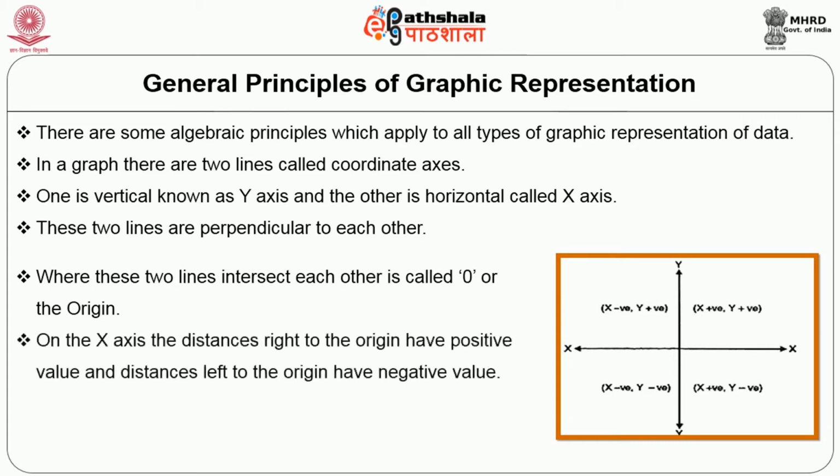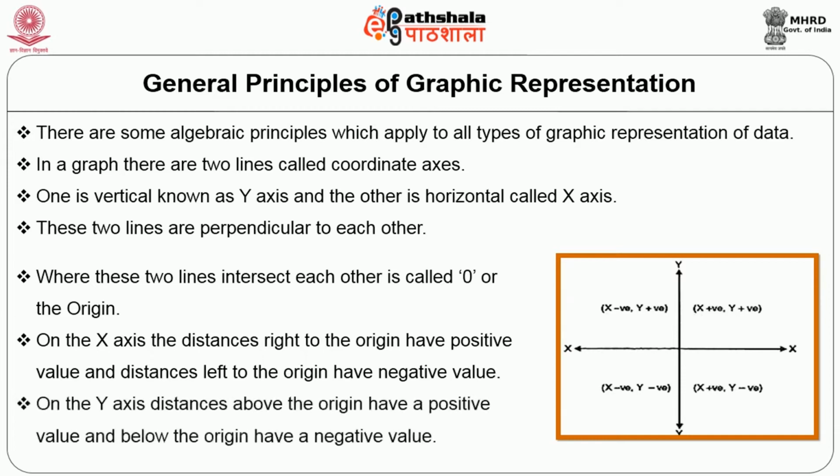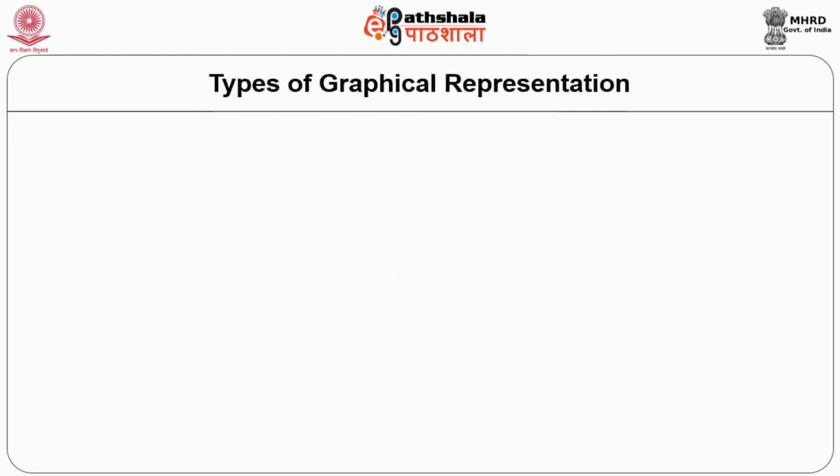On the x-axis, the distances right to the origin have positive value and the distances left to the origin have negative value. On the y-axis, distances above the origin have positive value and below the origin have negative value. This graph is an example for the above said dimensions. Let us now move on to the types of graphical representation.